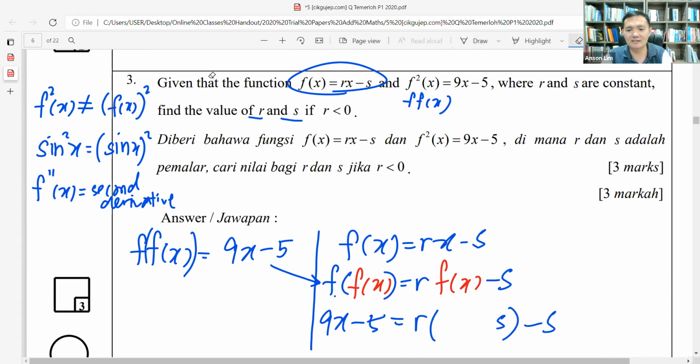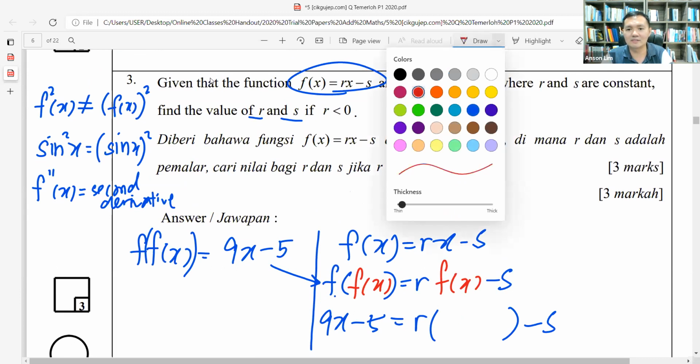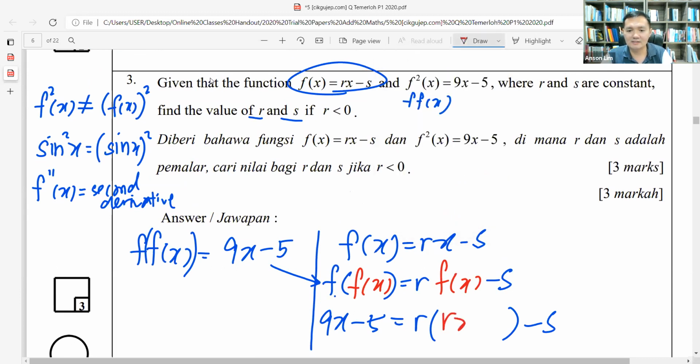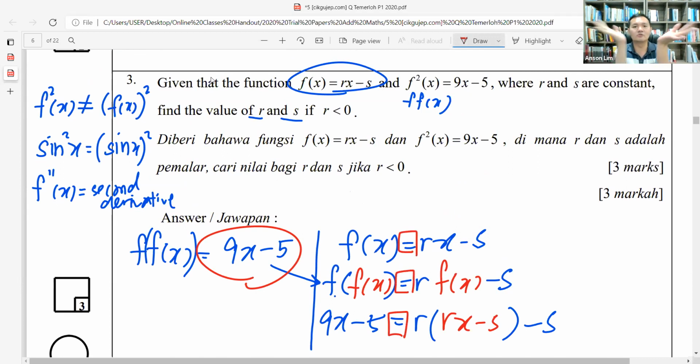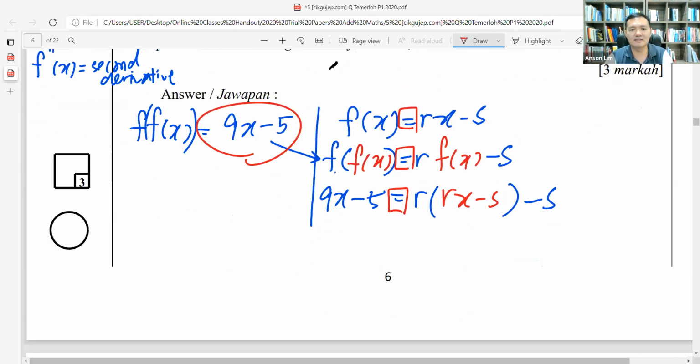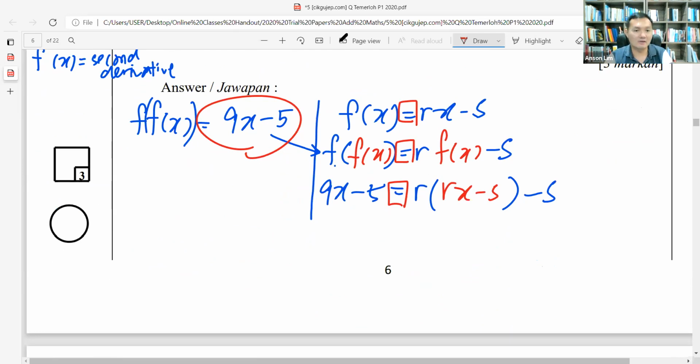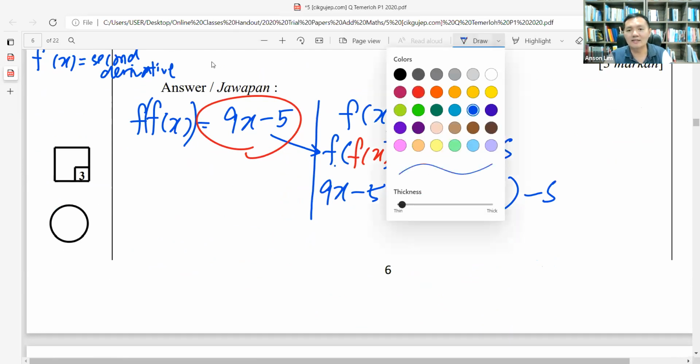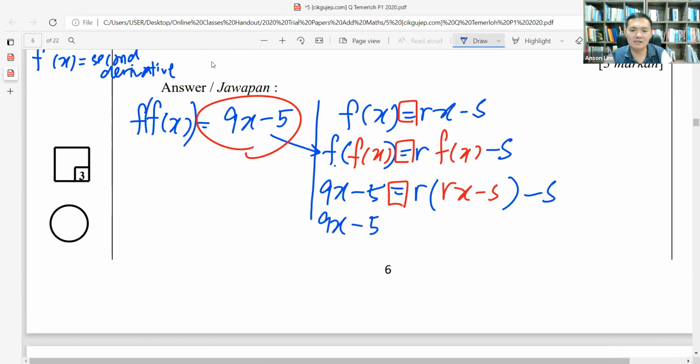Or I change the color to show you how I substitute left and right side. For f of f given, I just substitute 9x minus 5 on the left-hand side. You must know that in between is the equal sign. So left and right, you just tally from top to bottom like that and compare. What I can do is copy the left-hand side. The right-hand side, I just need to expand.